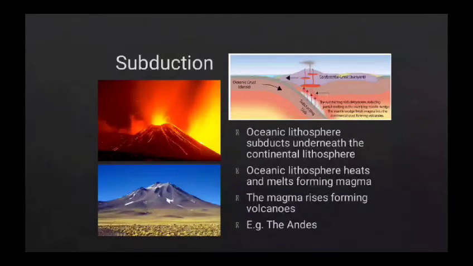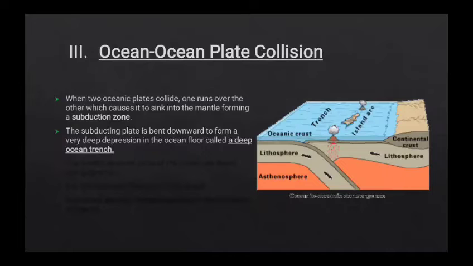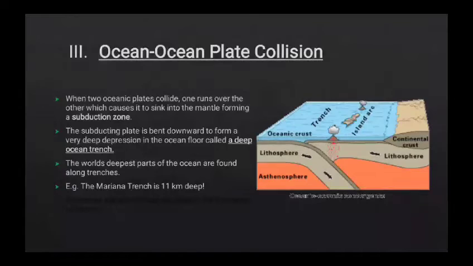Ocean-to-ocean plate collision. When two oceanic plates collide, one runs over the other, which causes it to sink into the mantle, forming a subduction zone. The subducting plate is bent downward to form a very deep depression in the ocean floor called a deep ocean trench. The world's deepest parts of the ocean are found along trenches. Example, the Mariana Trench is 11 km deep. Volcanoes are also formed, resulting in the formation of islands.